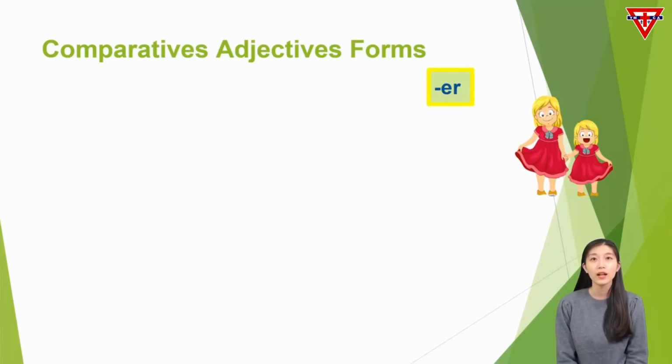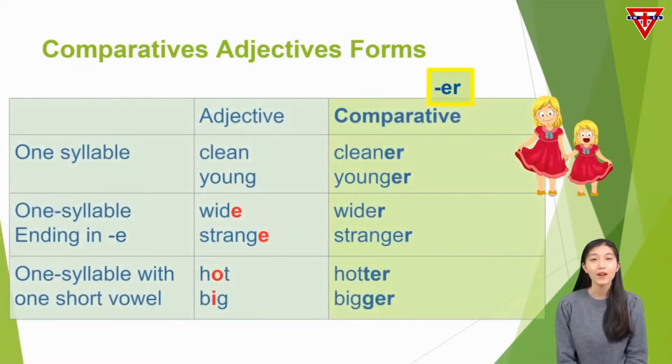Now we should learn how to form a comparative. It really depends on the number of syllables in the adjective. When an adjective only has one syllable, we put the part er at the end. Young has one syllable, so we just add er to the end of it. We'll say younger. We do not say more young.